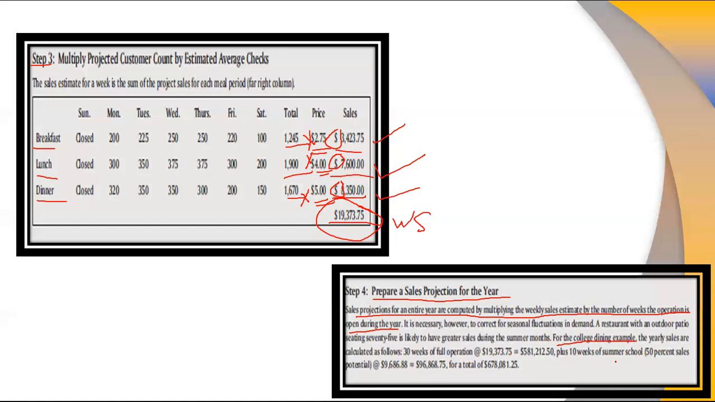For this example, the yearly sales are calculated as follows. Since this is a college dining, 30 weeks for full operation at $19,373.75, so the product is $581,212.50, plus 10 weeks of summer school at 50% sales potential. So they added this figure, and that's how they get the yearly sales projection.